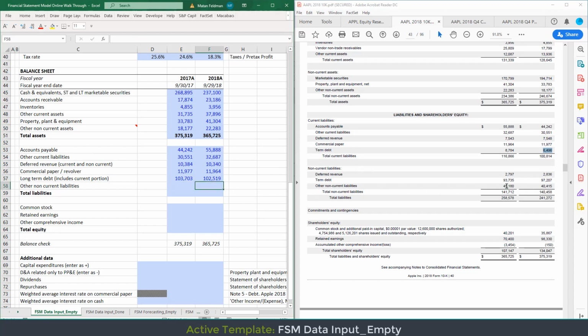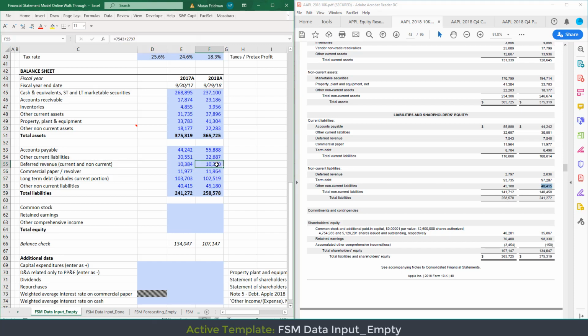Other non-current liabilities. I think this is the last of the liabilities, so then we can have a nice discussion. Let's make sure we calculated this all correctly. So 258,578, yes, 241,272. Okay, so we did the numbers right. So now let's just briefly talk about deferred revenue, both current and non-current.